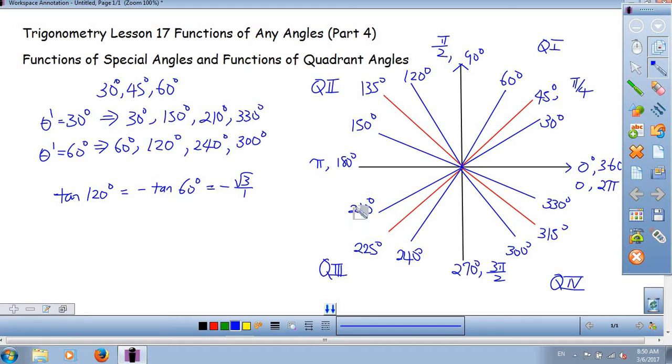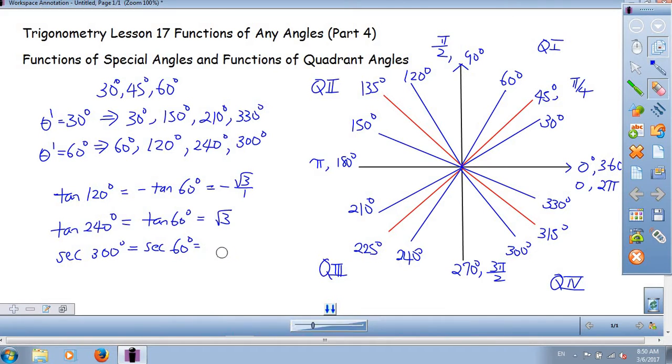Okay, let's try another one for 240 degrees. What about tangent of 240 degrees? Well, tangent of 240 degrees is going to be positive tangent of 60 degrees. So it's going to be positive square root 3, because in the third quadrant, tangent is positive. Okay, what about secant of 300 degrees? Well, secant of 300 degrees is the same as secant of 60 degrees. So cosine of 60 degrees is 1/2, and secant is the reciprocal of that, which is going to be 2.